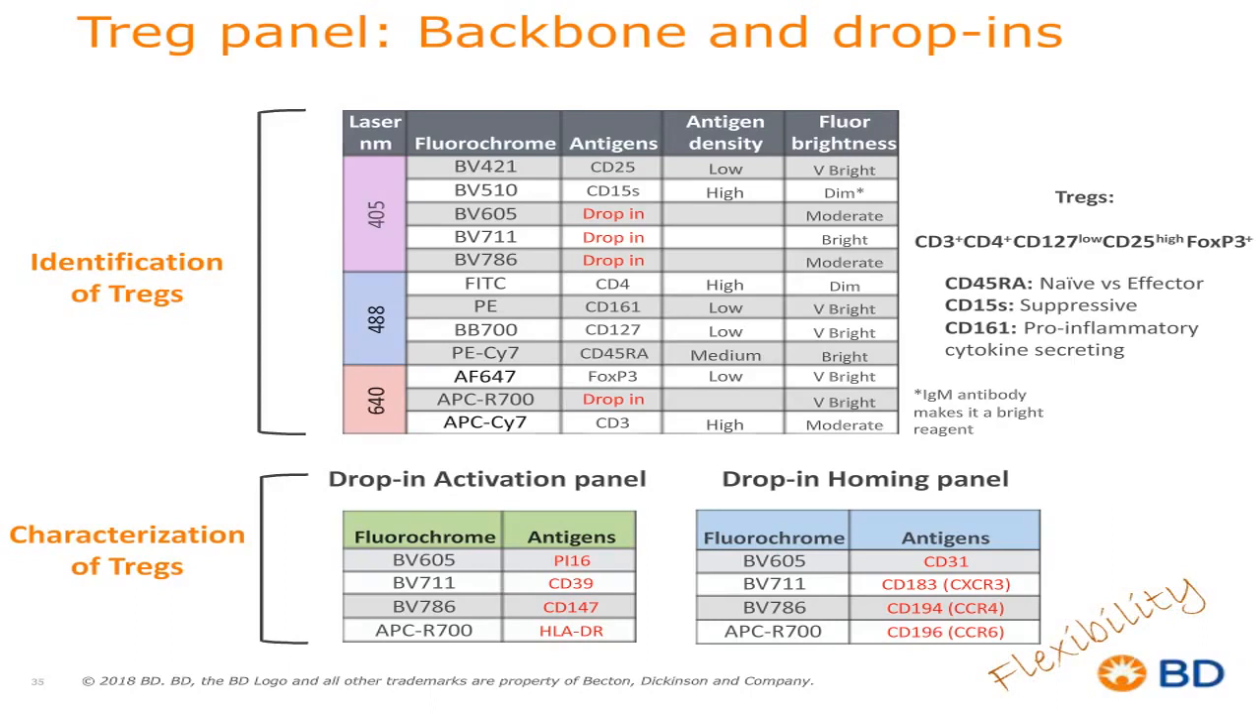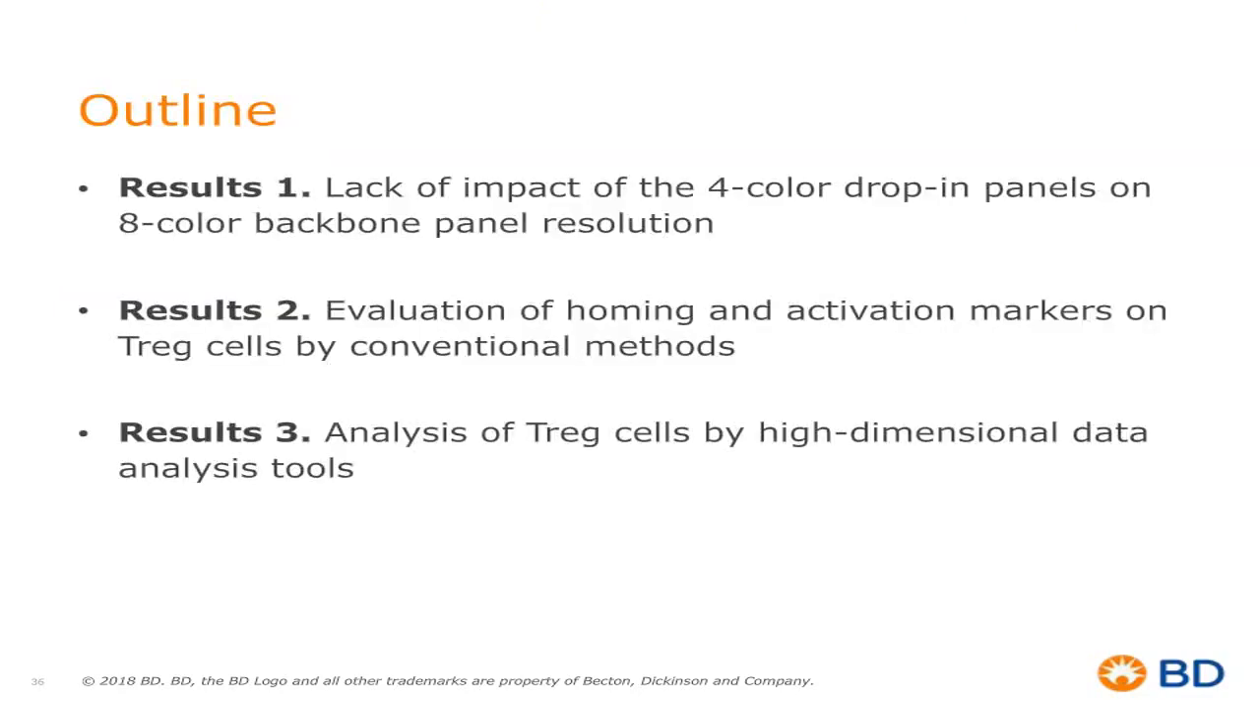So what I've basically done is created a backbone panel that has a lot of flexibility. I have my drop-in activation panel, my drop-in homing panel, and in theory, I could build more drop-in panels that looked at, for example, maturation or proliferation, stability, whatever it is that my laboratory is interested in, but we're all working from a common backbone to define our T regulatory cells.